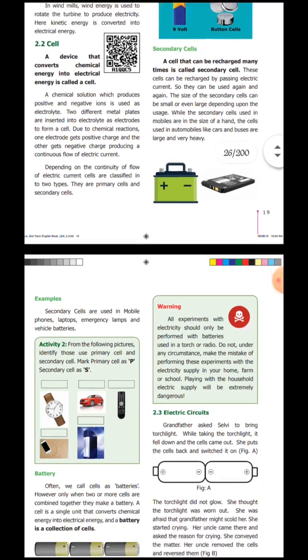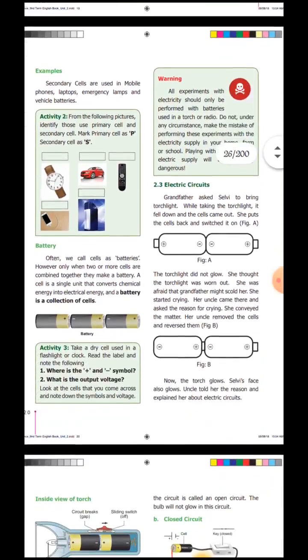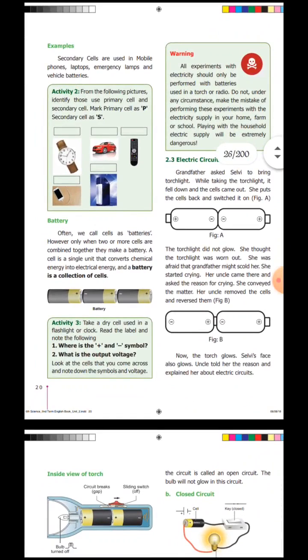Have you understood this, children? Yes. See the activity also given here. Watch. Primary cell or secondary cell? Yes, primary cell. Car, secondary cell. Remote, primary cell. Mobile phone, secondary cell. Emergency light, secondary cell. Yes, very good.